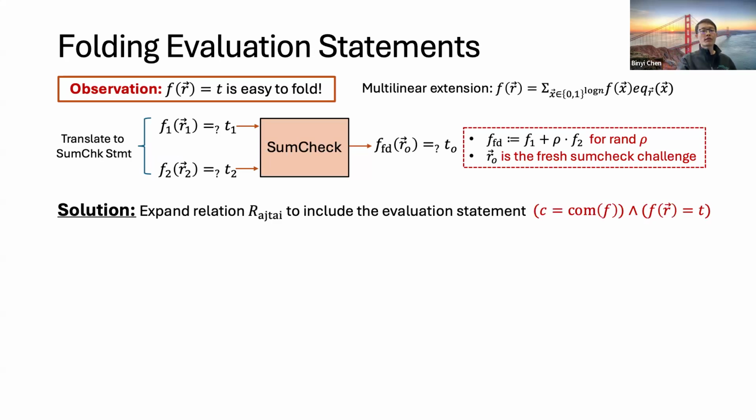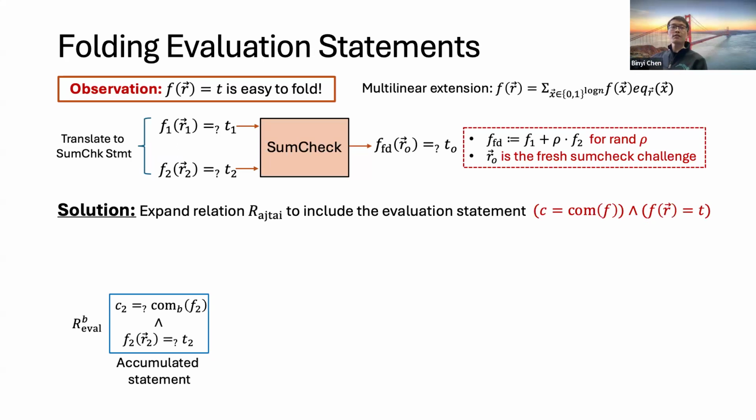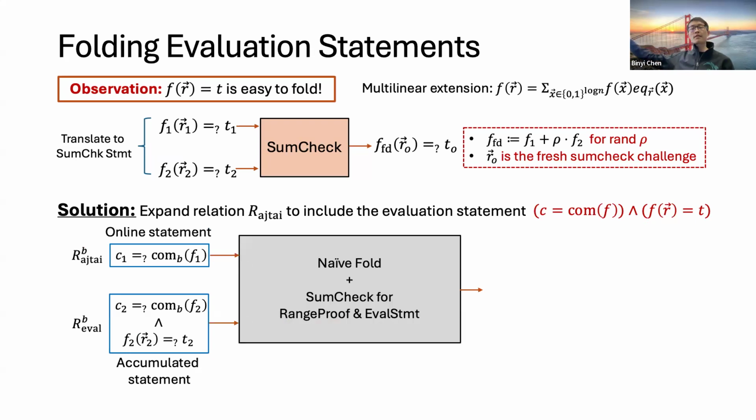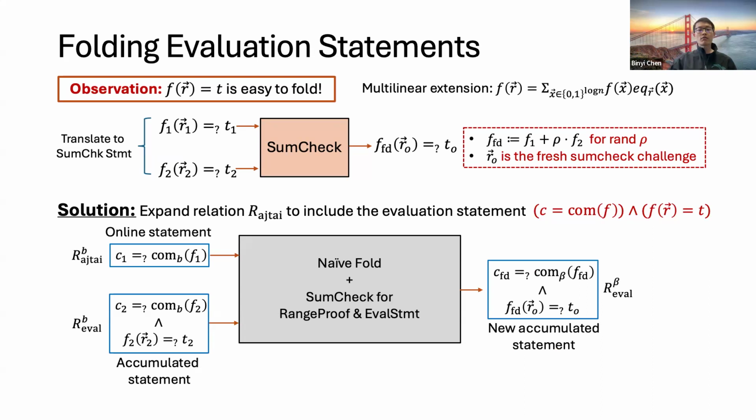Okay, so that leads to our final solution. We will need to expand this commitment opening relation a little bit to also include these evaluation statements, and set that as some accumulated folding statement. At each step, you want to merge some online commitment opening relation statement onto it. That's basically a random combination plus this sumcheck for proving these range proof statements plus these evaluation statements. After that, you can reduce to a folded commitment opening relation statement plus this last multilinear evaluation check at the end of the sumcheck. Now we can use this as the new, updated folding statement to be used in the next step. And at the very end, the SNARK verifier will also check this final evaluation statement herself.